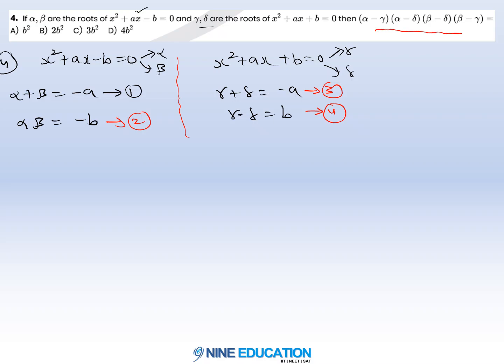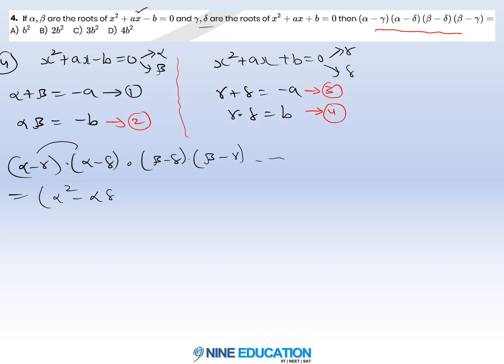Now we need to find the value of this expression. The expression is alpha minus gamma into alpha minus delta, beta minus delta into beta minus gamma. Let's multiply the first two brackets. We'll get alpha square minus alpha gamma minus delta alpha plus gamma into delta. In the same way, multiply these two brackets: beta square minus beta gamma minus delta beta plus delta into gamma.